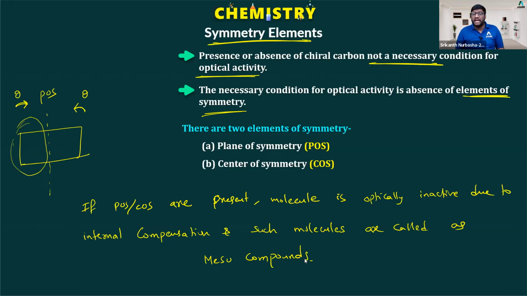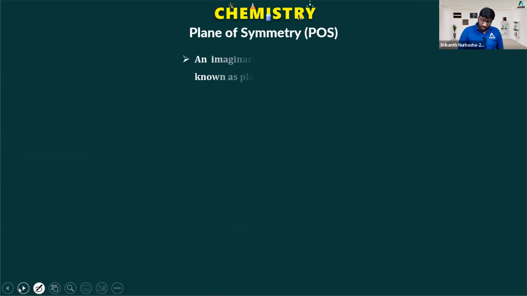If the compensation happens within the molecule, then it is said to be optically inactive due to internal compensation, and such molecules are said to be meso compounds. If the compensation happens between two molecules, then that is the case of a racemic mixture. Okay, right?